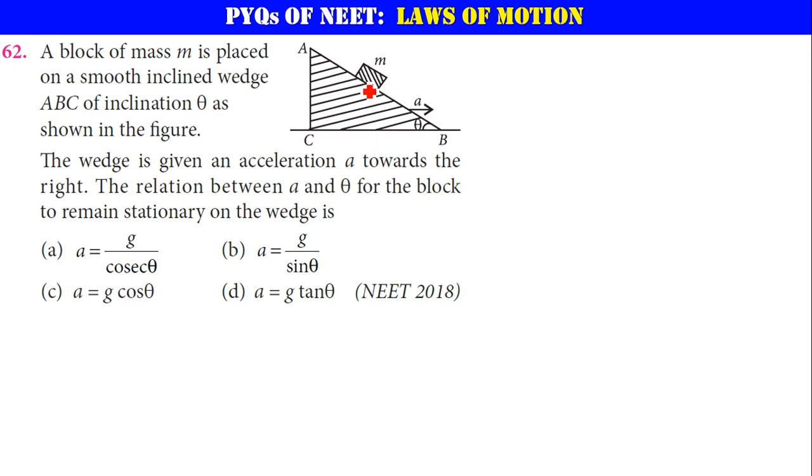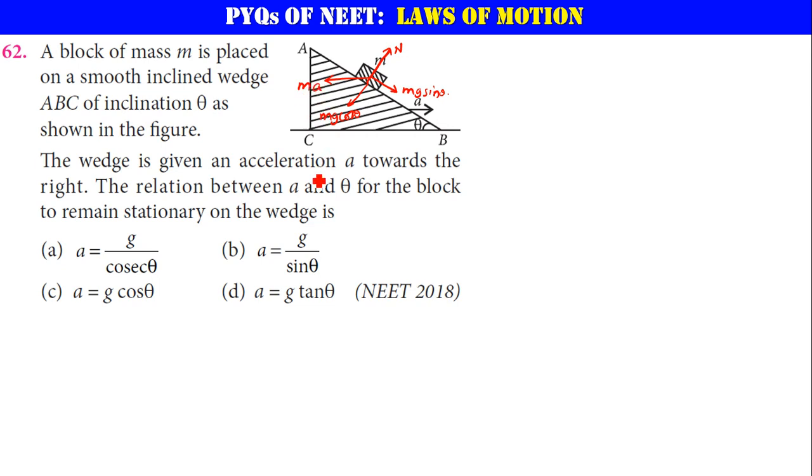Just now we have discussed the forces acting on it: the normal reaction N in this direction, mg cos theta in this direction and mg sin theta in this direction. Now, because of this acceleration of the wedge, there will be an acceleration in the opposite direction on this block. The force will be m times a. This force is actually called a pseudo force. There is no physical existence of this force, but still this block m experiences a force ma, that is a pseudo force here.